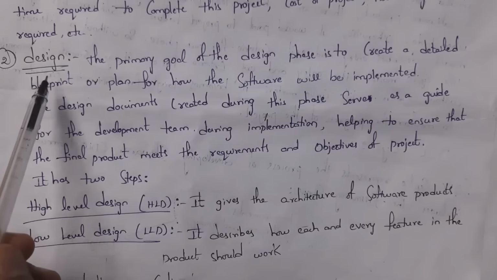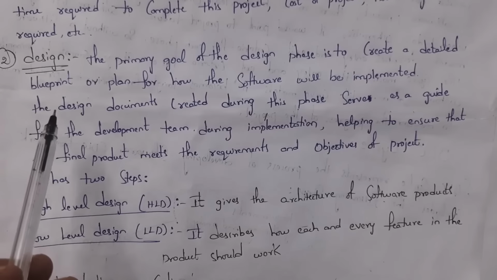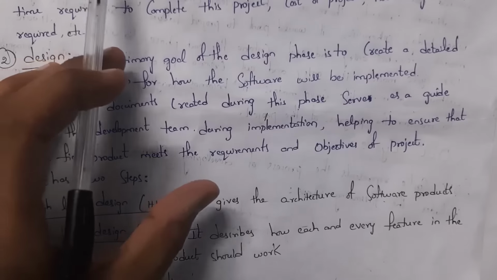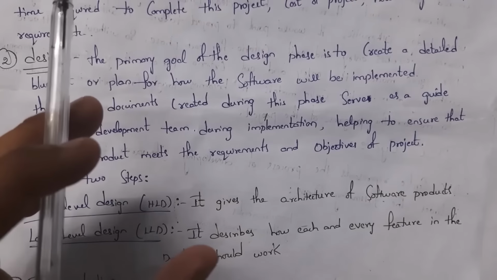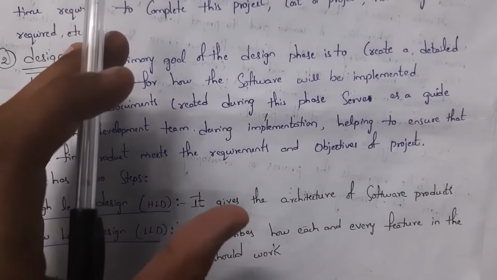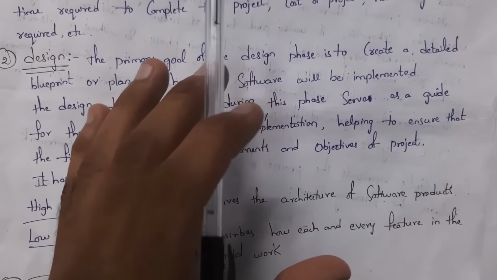Next one is design phase. After completion of requirement gathering and analysis phase, in software company, designers will create one blueprint. Blueprint is nothing but diagram. So by seeing that blueprint, we can clearly understand that how our software look like after implementation.